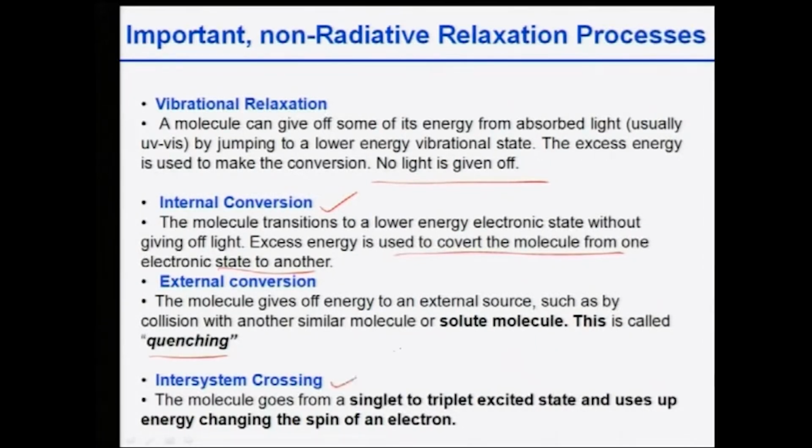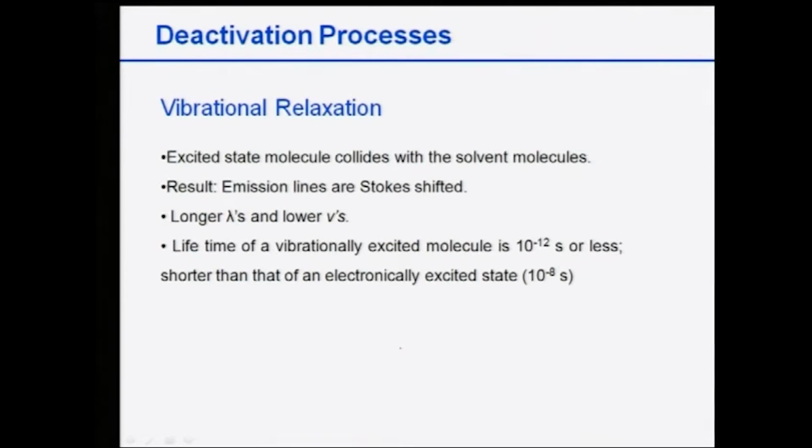Intersystem crossing I have already told you about: how a singlet state to triplet state transition can happen and can be used for phosphorescence. Well, vibrational relaxation normally happens when excited state molecules collide with solvent molecules. The emission lines will be red shifted, to longer lambdas and lower frequencies. The lifetime of a vibrationally excited molecule is 10 to the minus 12 second or less.